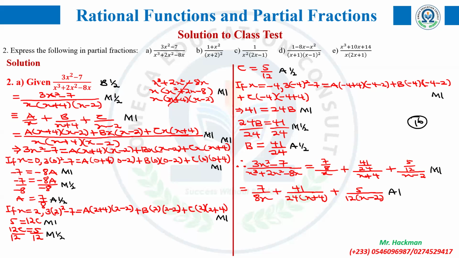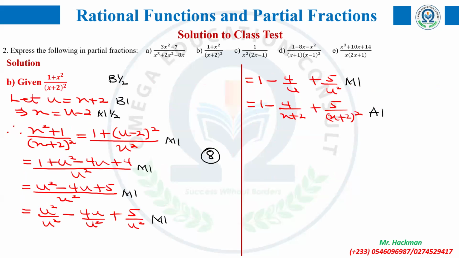So what do you do? You bring the 8 down, keep. So that gives us what you have there. You bring the 24 down to multiply this, so that will give you 41 over this. You bring the 12 down to multiply this, and that becomes your final answer. So take note. All right, and that will be it for 2A. Now let's go and look at that of the B.